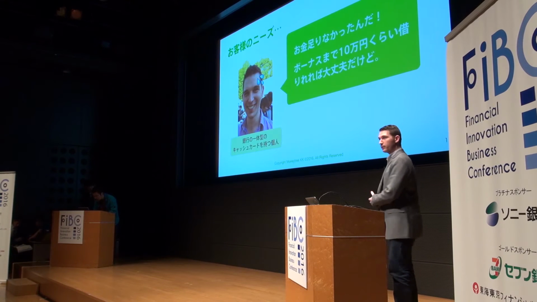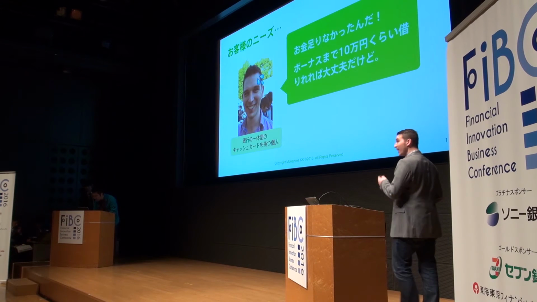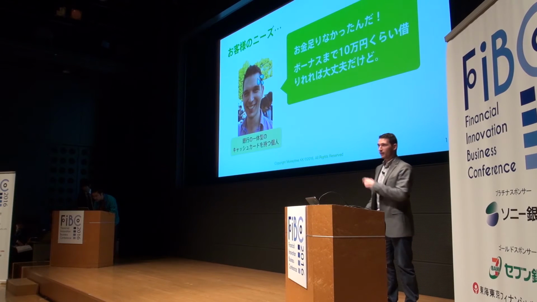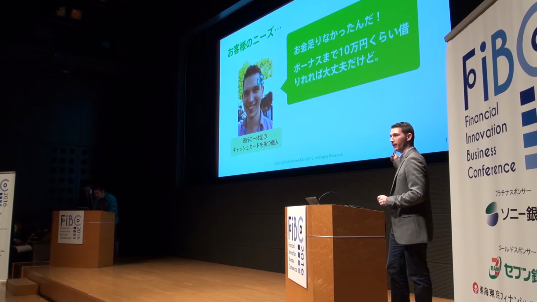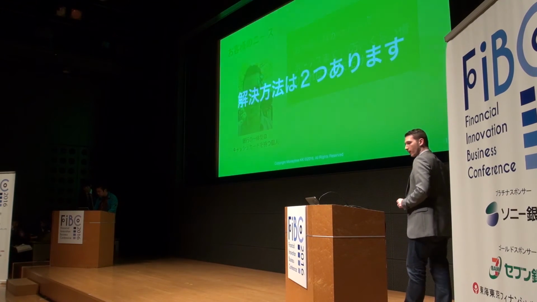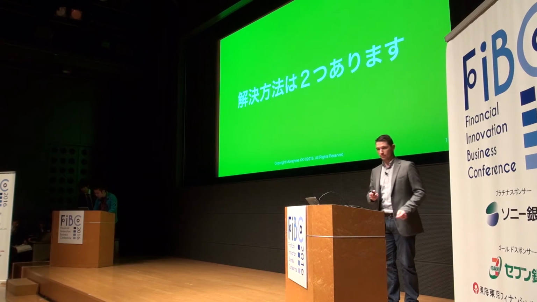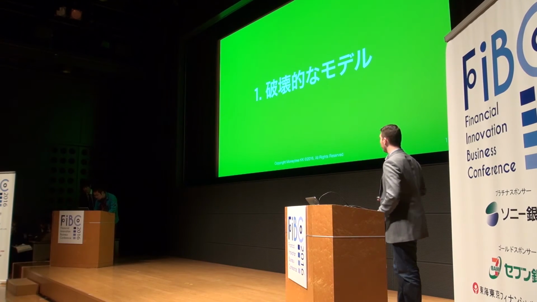And to make matters worse, the customer actually had some needs. The needs were they needed 100,000 Japanese yen to pay their bill. They know it. You don't know it. The credit card company doesn't know it. This is the only person who knows it right now, and they have a problem. So there are 2 ways that this problem could be solved. The first way is the disruptive model. I said it. I said disruptive. You heard me.